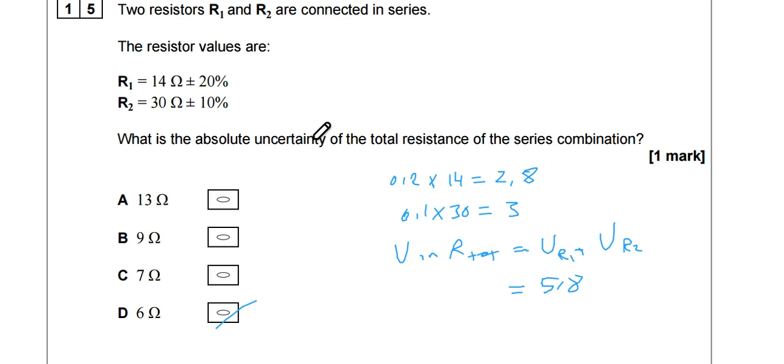We will just add the absolute uncertainties for the two resistors because our total is R1 plus R2. How do we get the absolute? We just multiply the percent times the value. Okay.